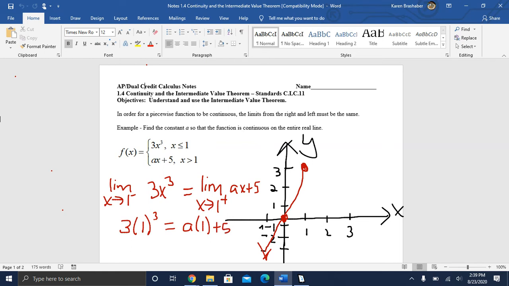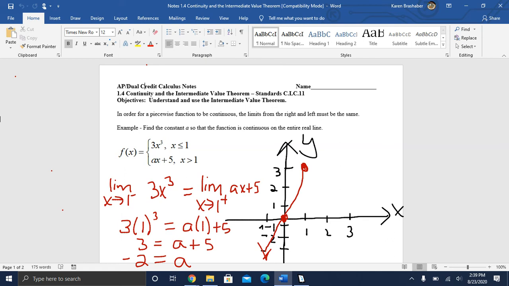Well, now you have just a simple equation to work with. So 1 to the third is 1 times 3 is 3. A times 1 would give us a plus 5. We can subtract 5 from both sides and get negative 2 is equal to a. And so really you've satisfied what it says. You have found a. But let's go ahead and take a look at what happens here.